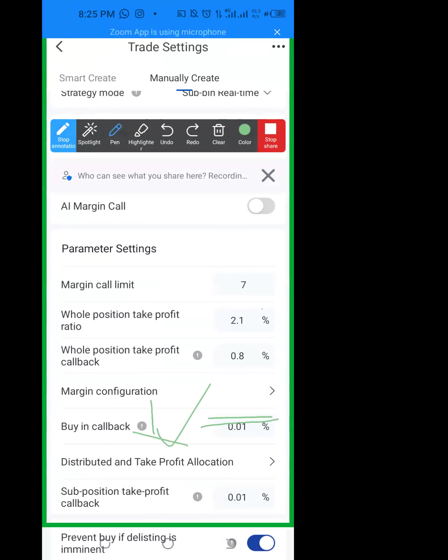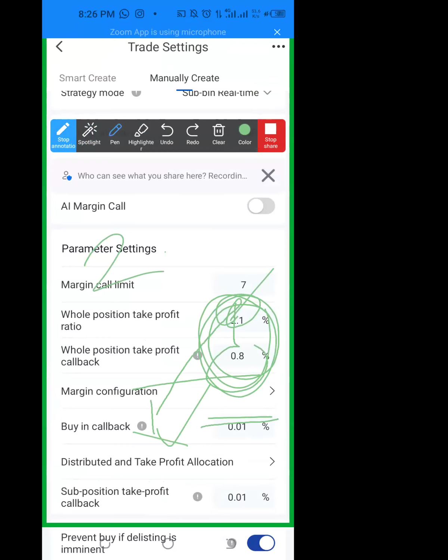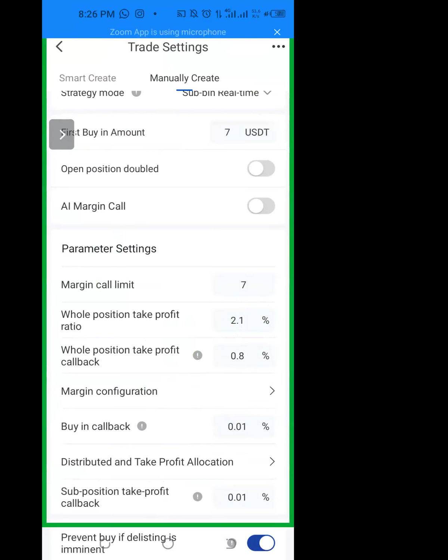If the coin is going on and it reaches 2.1%, it sells. But if there's a pullback, and the green arrow begins to pull back by 0.8, it just sells. So that's the meaning of that setting there.